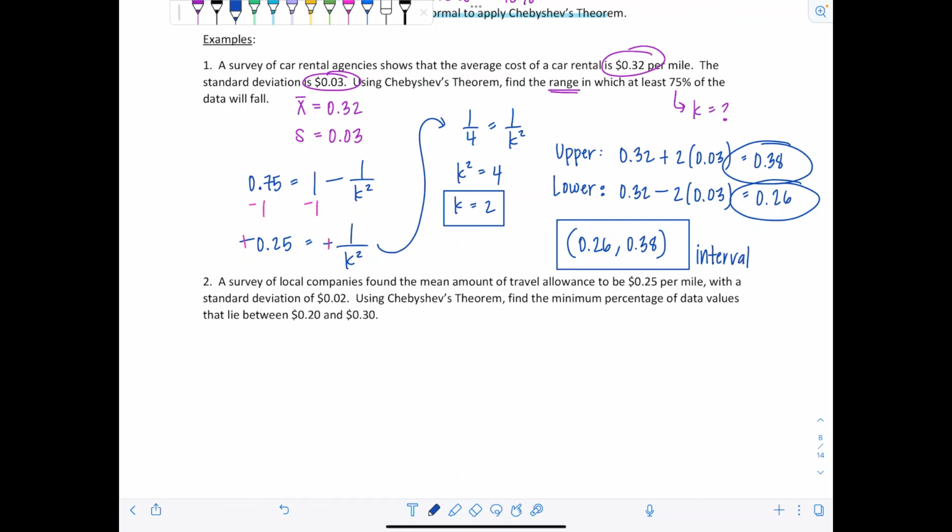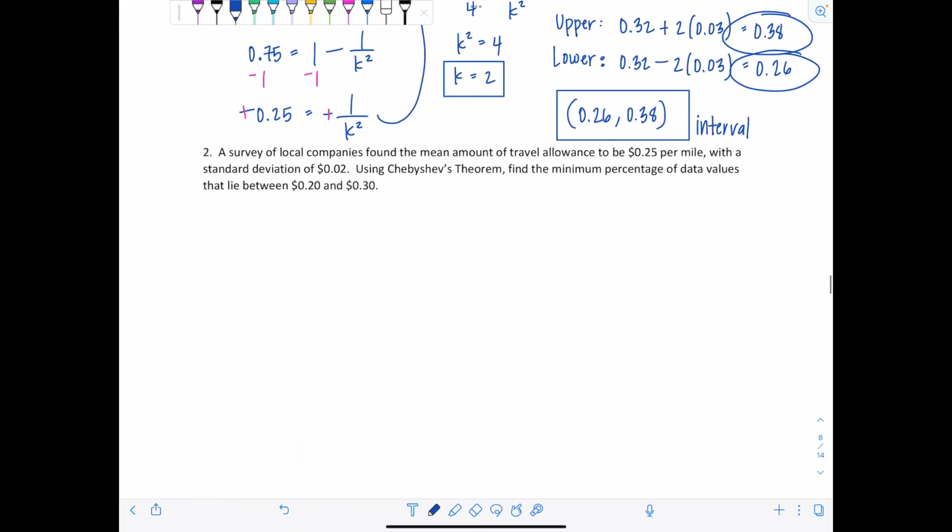Good? Okay, let's look at another example. A survey of local companies found the mean amount of travel allowance to be 25 cents per mile. So that's the mean. Let's list that now. So X bar is 0.25 with a standard deviation of 0.02. Using Chebyshev's theorem, find the minimum percentage of data values that lie between 0.20 and 0.30.